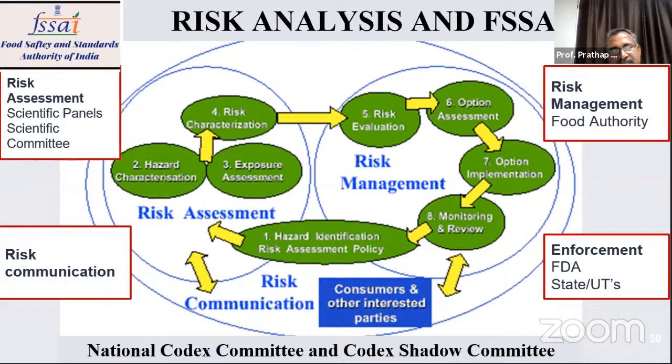That means this is a component, a part of food safety regulation. Food safety regulator, that is the Food Safety and Standards Authority of India. At the world level, we have the Codex Alimentarius, which is a world body, a guidance body, and the Food Safety and Standards Authority is a member of that through the National Codex Committee. And there is something called the Codex Shadow Committee, which helps in the harmonization of India's food safety regulation with other countries.